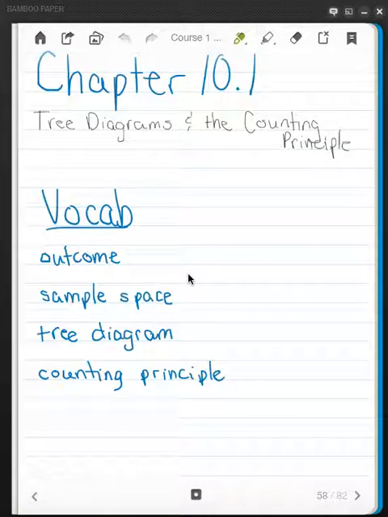Chapter 10.1, Tree Diagrams and the Counting Principle. So today we're going to start our chapter on probability.